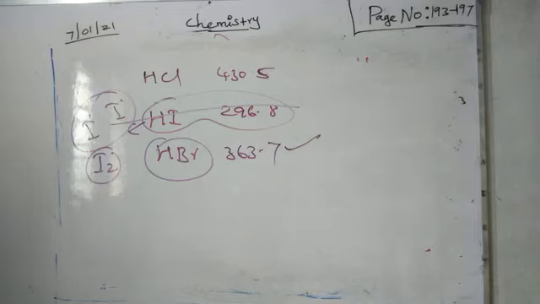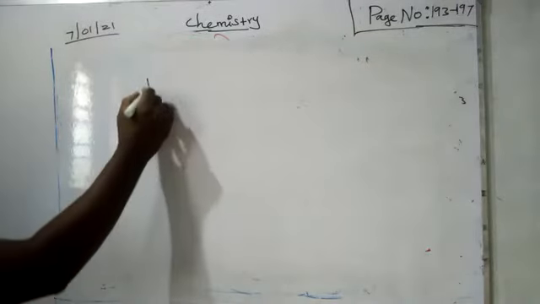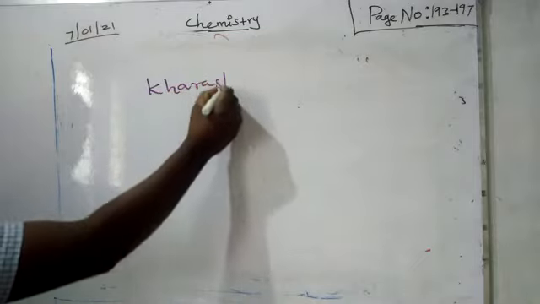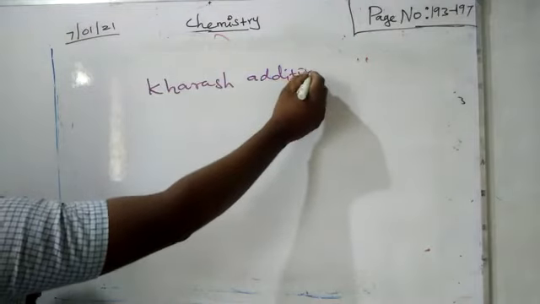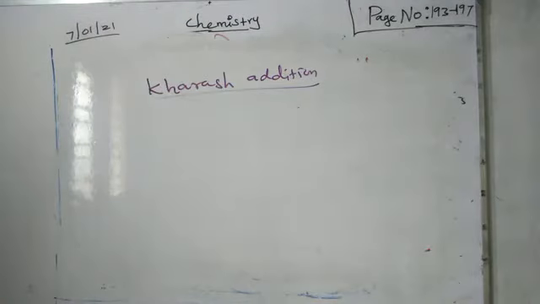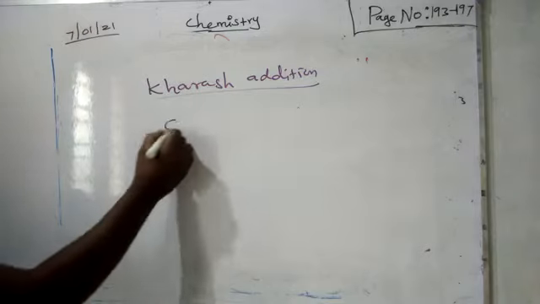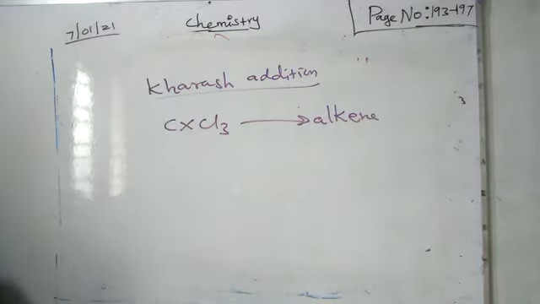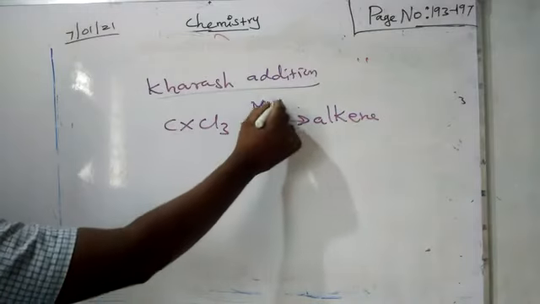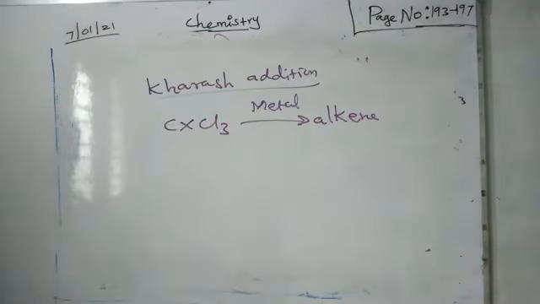Next, Kharasch addition. See, in the presence of a metal catalyst, from CXCl3 to alkene we can prepare, not alkane, alkene. We have to use the metal catalyst. This kind of reaction is called Kharasch addition reaction.